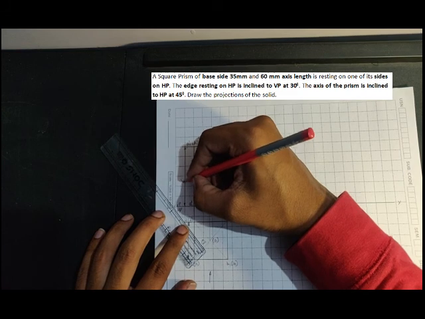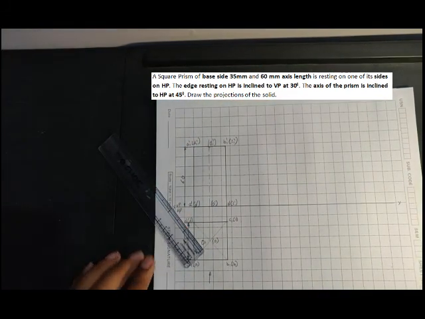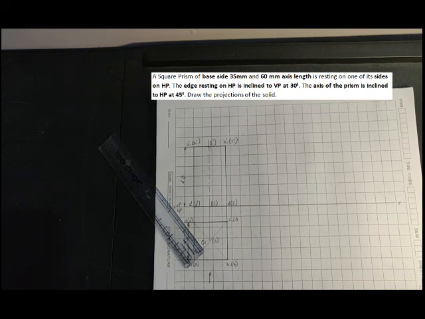So the axis height is 60, correct? So this is how you're going to draw the front and top view. So this becomes the first condition, right? So this is not the final solution that we need to obtain. So you need to incline this lamina to HP at 30 degrees.